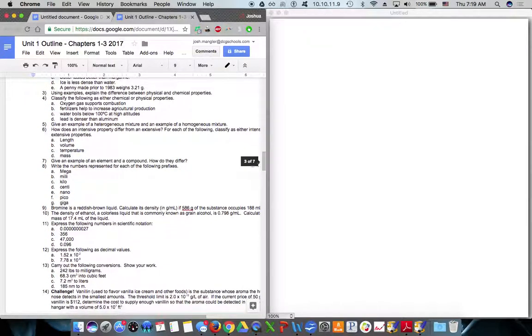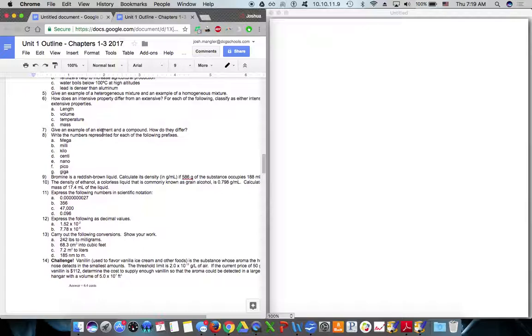Intensive versus extensive. Intensive properties do not depend on how much you have of the substance. Extensive do. So length and volume will depend on how much you have, and so that's going to be extensive, where temperature is an average of the entire system, so it does not matter how big the thing is. It's going to be an intensive property.